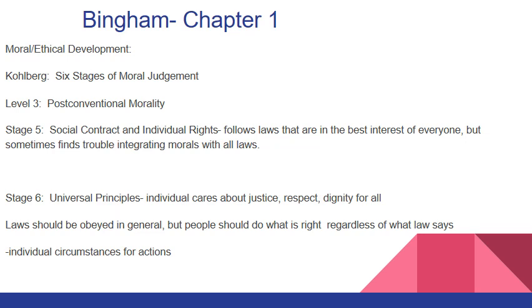In stage 6, universal principles, the individual cares about justice, respect, dignity for all people. So while the person thinks that laws should be obeyed in general, they realize that they need to do what's right regardless of what the law says. They also understand that there's unique circumstances which can affect what actions to take in each situation. There's no absolute wrongs or rights.